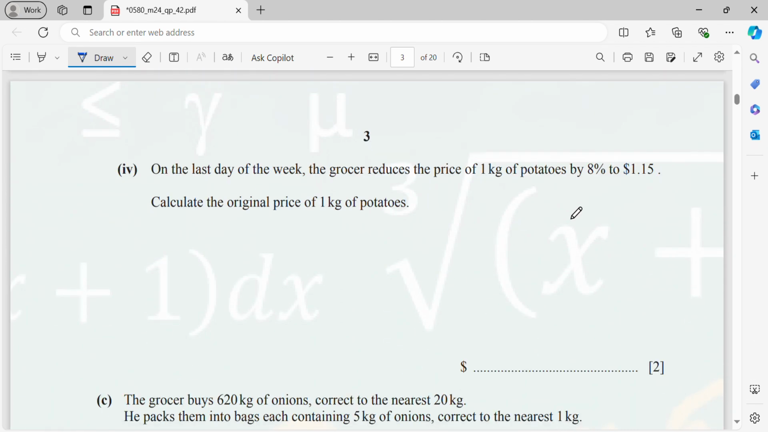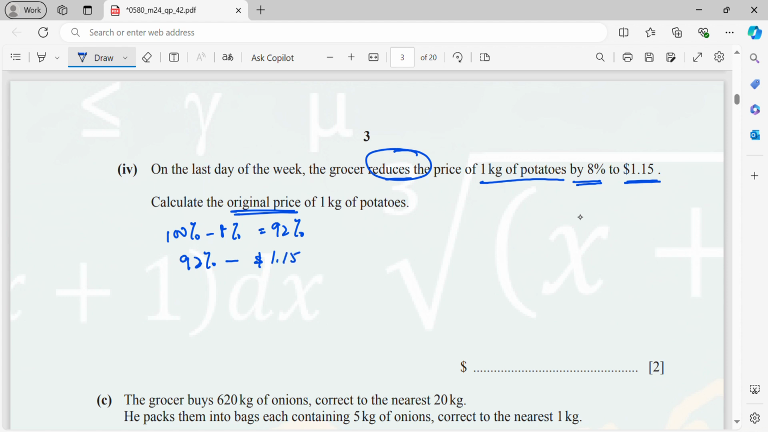Now, part 4. On the last day of the week, the grocer reduces the price of 1 kilogram of potatoes by 8% to $1.15. Now, calculate the original price of 1 kilogram of potatoes. Okay, so since it's reduced by 8%, that means 100% minus 8%, that is 92%. Alright, so 92% will be sold at $1.15. So now when it is the original price, that is 100%.